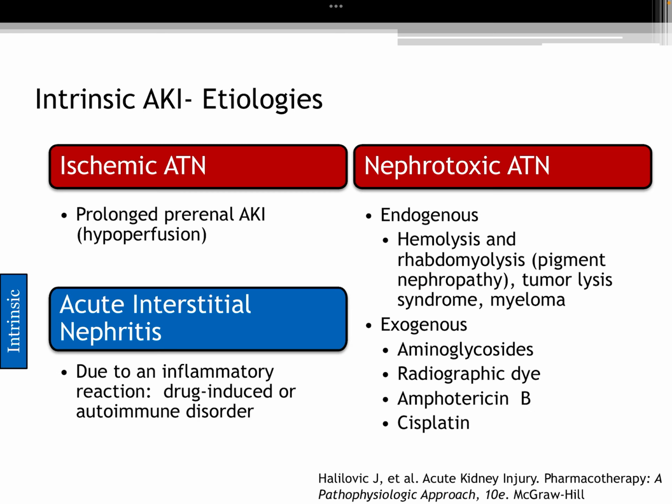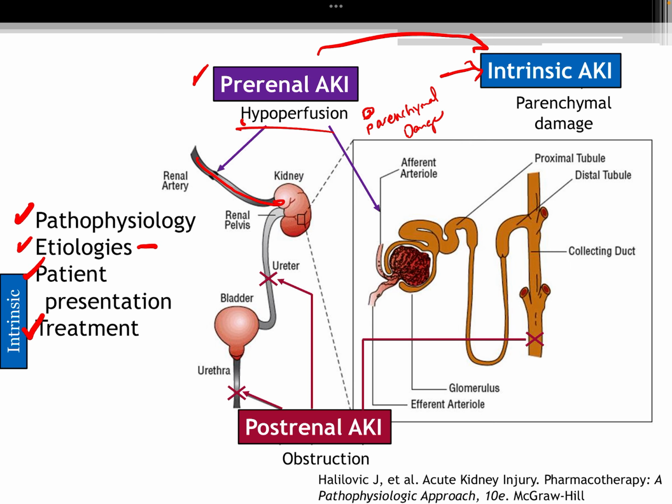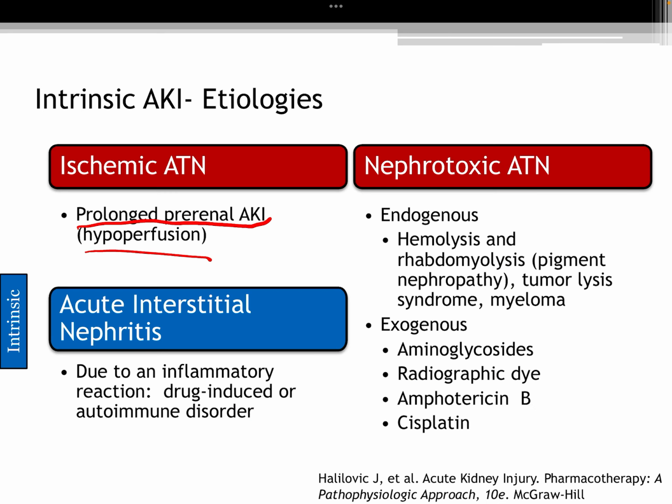So, ischemic ATN is really a prolonged prerenal AKI, or hypoperfusion. So if you remember back here, I was talking about how prerenal AKIs are AKIs without the parenchymal damage. Well, if we have a prolonged time of prerenal AKI, it can transition over to an intrinsic AKI. So prolonged hypoperfusion can lead to parenchymal damage and cause an intrinsic AKI. Lucky for us, we just spent a lot of time talking about how to treat a prerenal AKI. So we know prolonged prerenal hypoperfusion can lead to it and how to treat it, because we just need to take care of the prerenal causes.